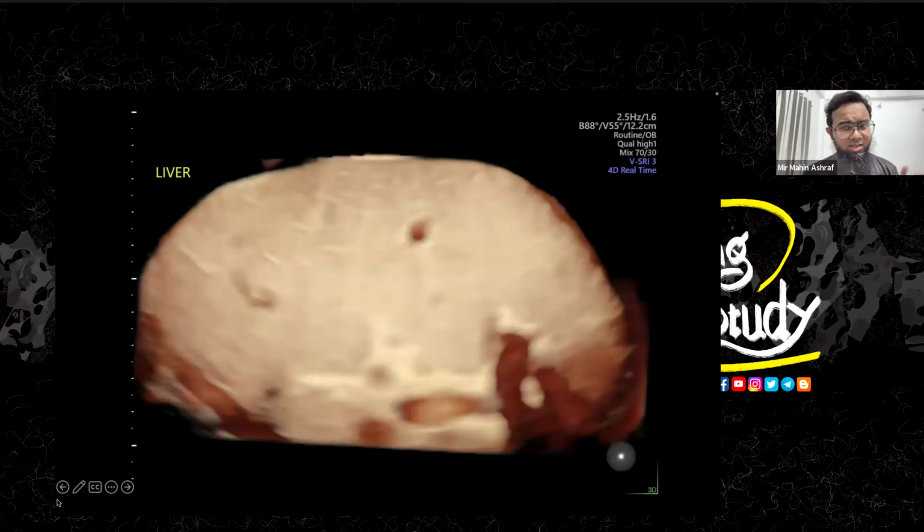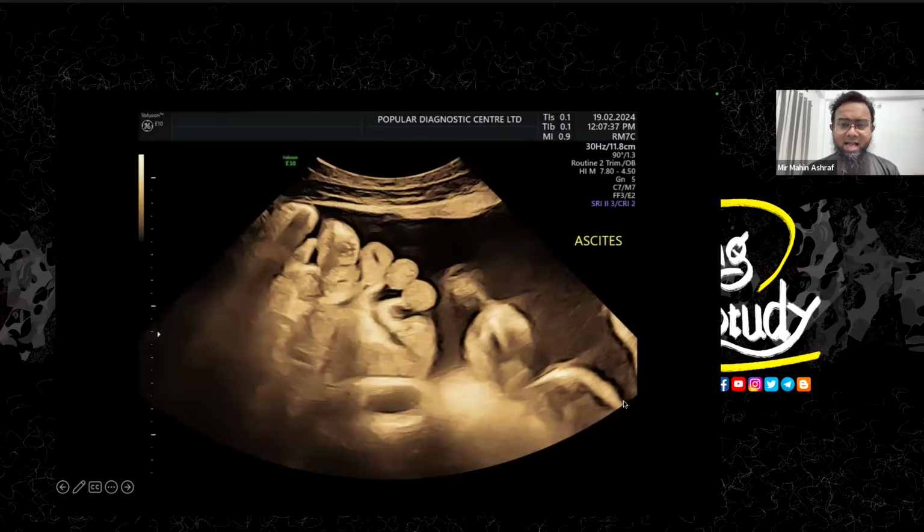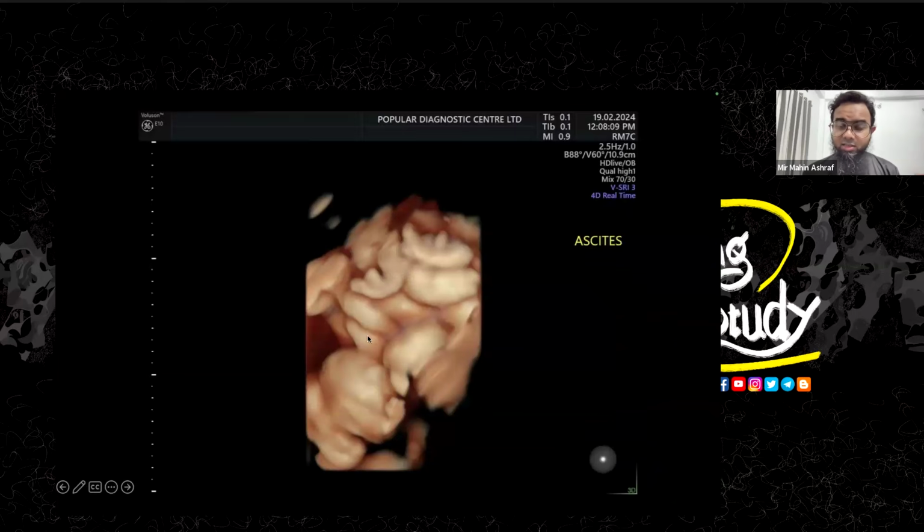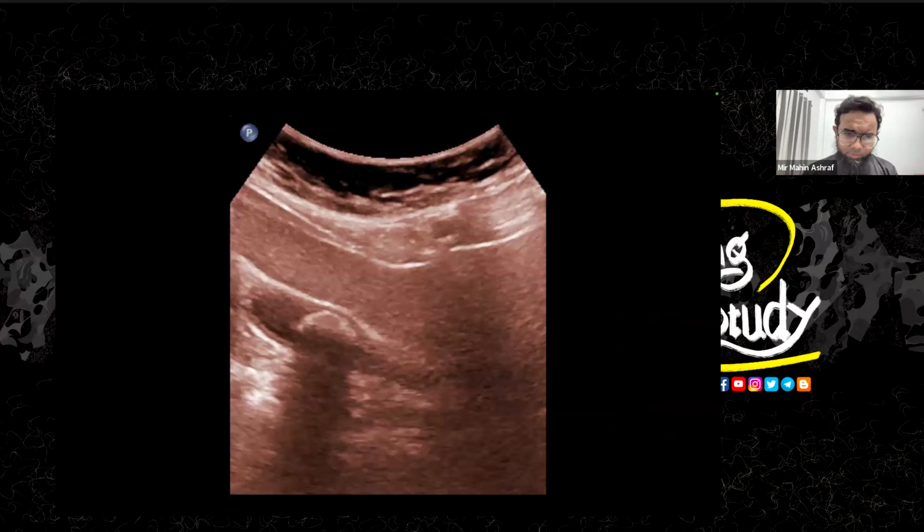Here you can see this liver with 3D ultrasound. And if you look here, you can put 3D here and you can get the small intestinal view like this. So if you practice this frequently, then when the machines get easier, you'll be the boss.